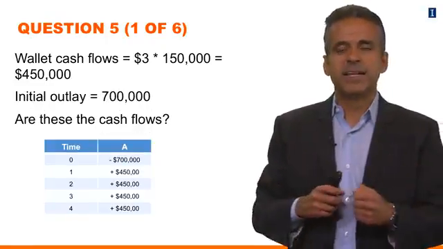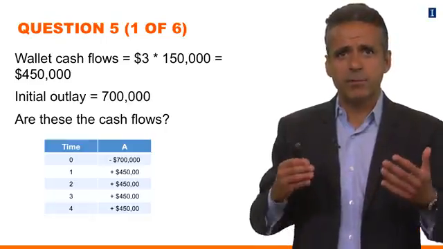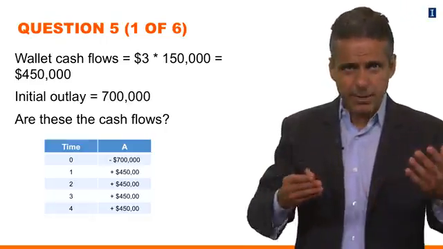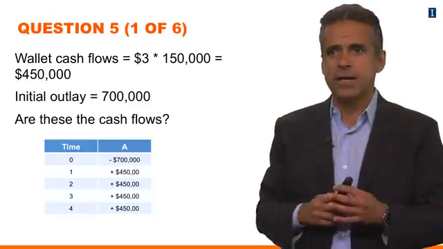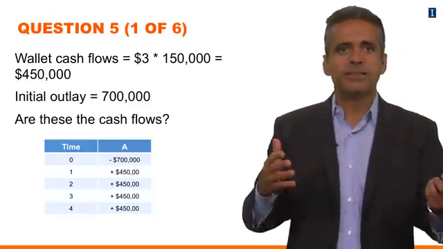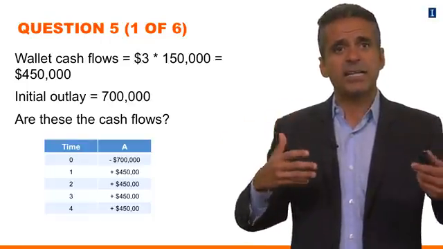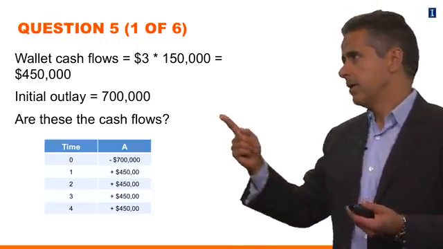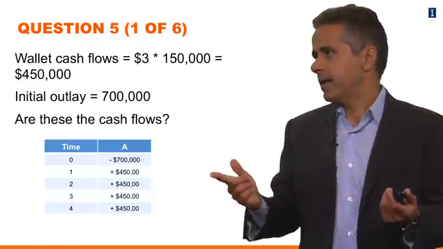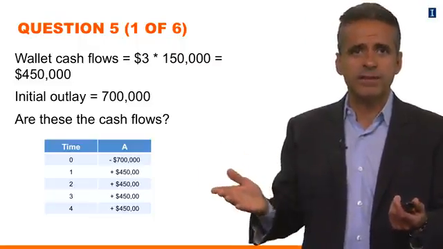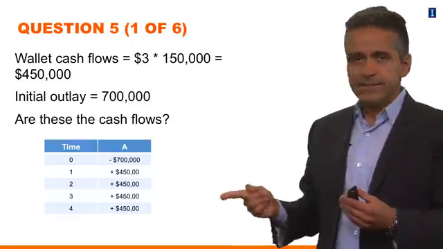Question 5 is an application of the notion of incremental cash flows. It's a problem that really asks you to think about what incremental cash flows are. What's this notion of incremental cash flow? It's a project where a company is thinking about starting to sell a new wallet. As usual, there is an initial outlay, and the company has estimated wallet cash flows as $450,000 a year. The question is, are these the right cash flows?